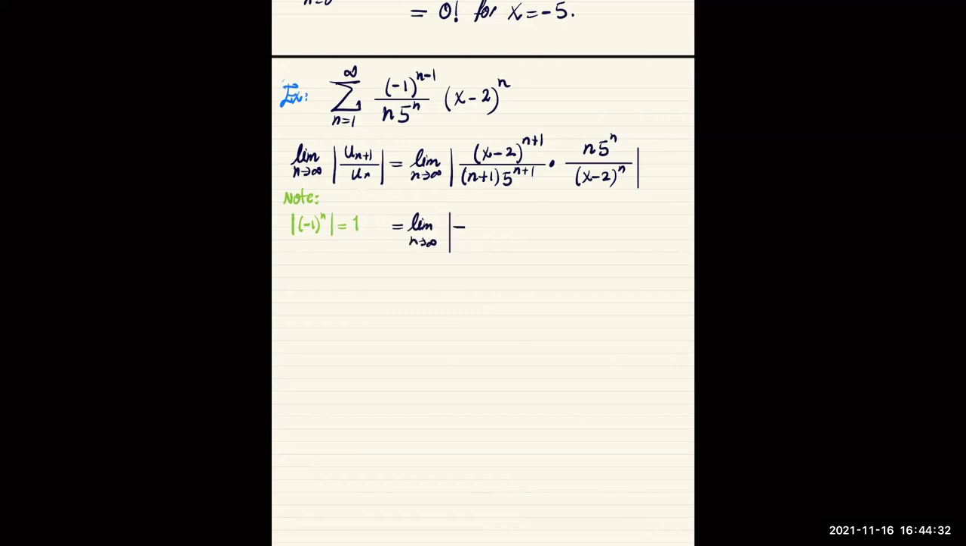So this is equal to the limit of, expand u sub n plus 1 or factorize. We have on the top x minus 2 to the n times x minus 2. You can also divide these by subtracting the power. You could do it that way. Bottom, we have n plus 1, can't do anything but that. 5 to the n plus 1 factors to 5 and 5 to the n. We always leave u sub n untouched, the reciprocal of u sub n untouched.